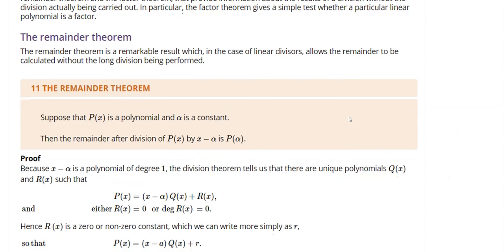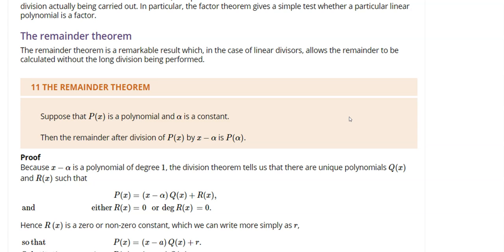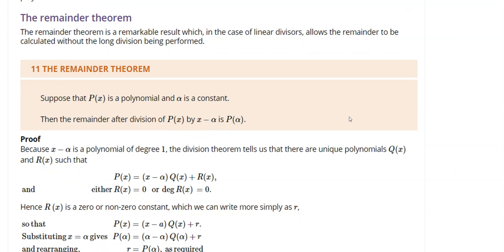So, remainder theorem first. The remainder theorem is a remarkable result, which in the case of linear divisors allows the remainder to be calculated without the long division being performed. So you can see there we've got polynomial p of x and alpha is some sort of constant. Then the remainder of p of x divided by x minus alpha is p of alpha.